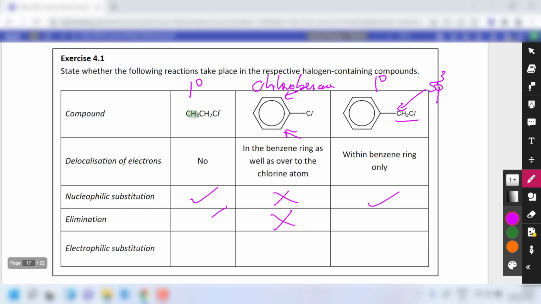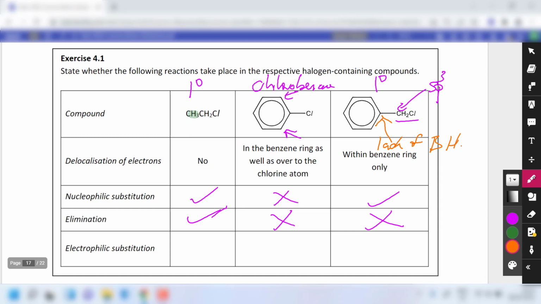Chloroethane is possible, and chloromethylbenzene is not possible because of the lack of beta hydrogen. So, lack of beta hydrogen. Okay, so not possible.